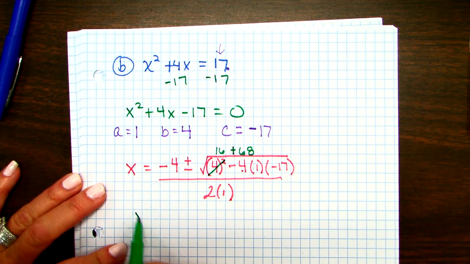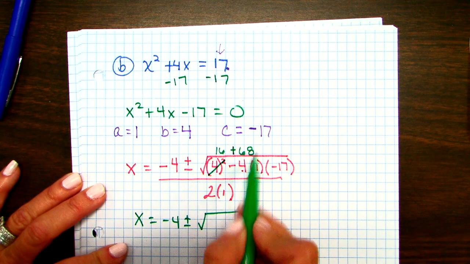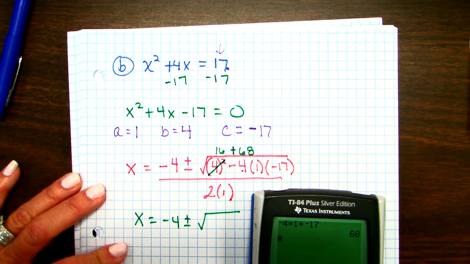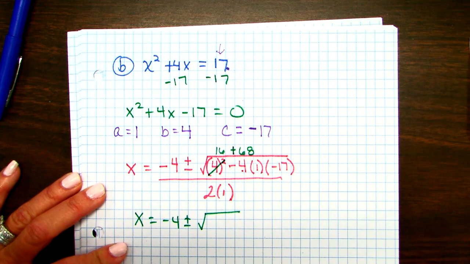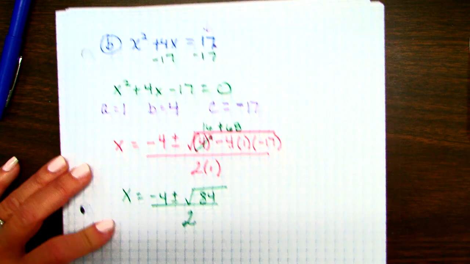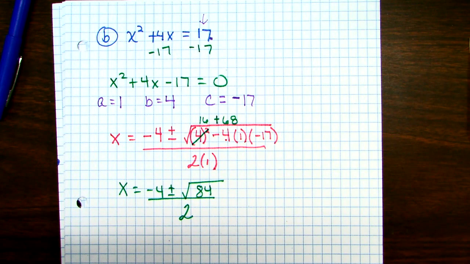Okay? Go down a level. And now let's put those numbers inside. 68 plus 16 is 84. And 2 times 1 is 2. Everybody good? Now, this is the hardest part. You guys hate these types of problems.